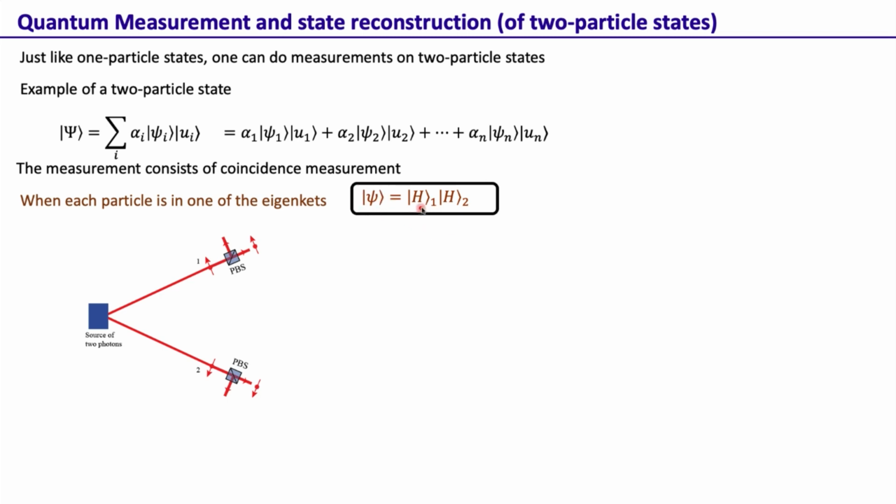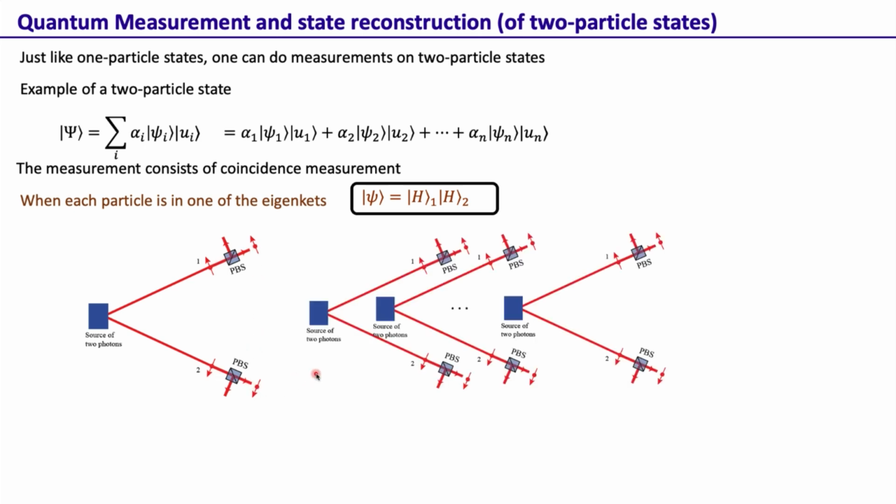Why? Because this state says the first particle is horizontally polarized, second particle is also horizontally polarized. If we take the example of parametric down conversion, which produces the two photons, and the first one is horizontally polarized, second one is horizontally polarized, and we bring in this measurement device in the HV basis, then of course the horizontally polarized photon will go there, and this horizontally polarized photon will go there. Second time, if we do the measurement, we'll have the same result. Third time, and so on, it will be the same result. So if we know that each particle is in one of the eigenkets, then only one measurement is enough to reconstruct the two particle state.